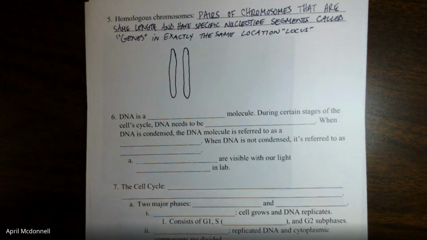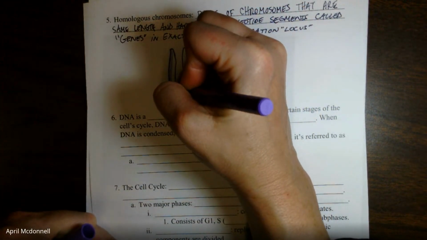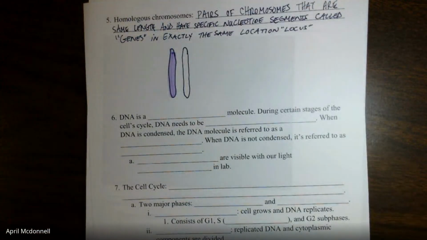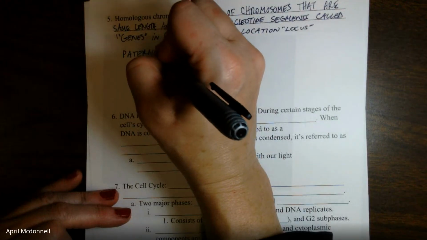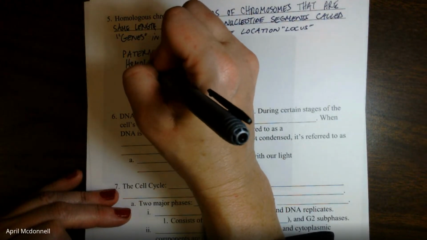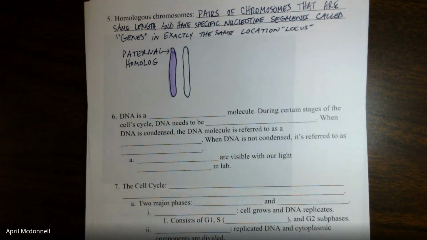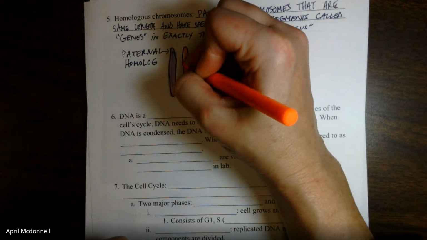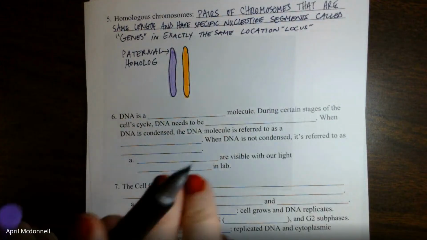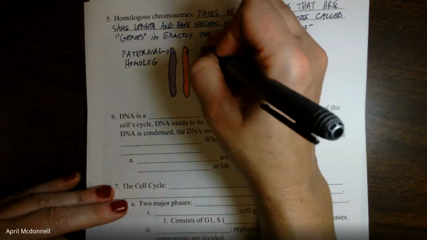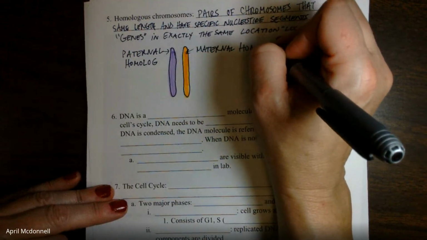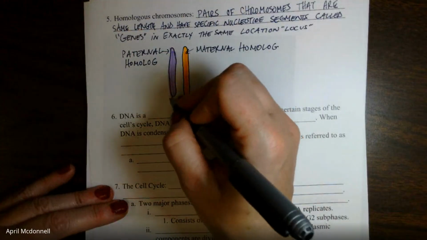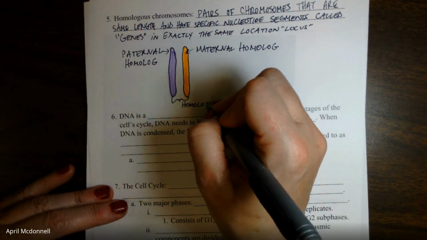Those two chromosomes are about the same length. And remember that the first one was from the sperm cell, so that's called the paternal homologue. And if you review the notes on the last page, the orange one right here is from the egg cell. So that is the maternal homologue. And together they make up a homologous pair of chromosomes.